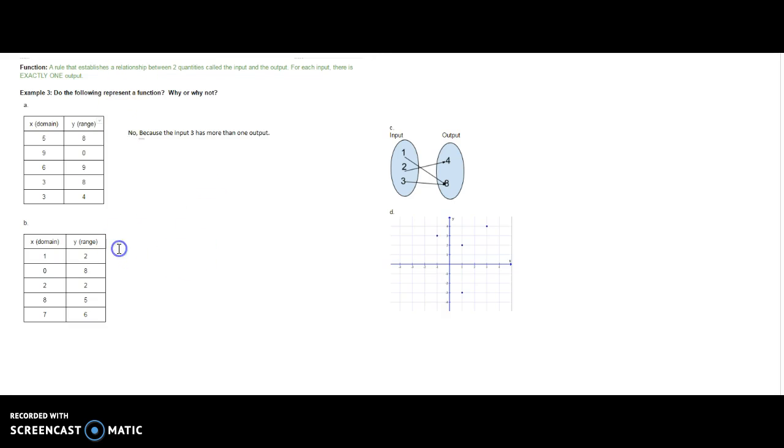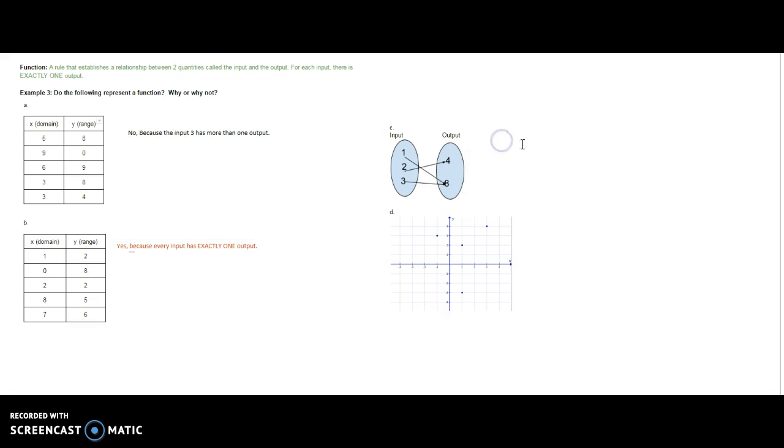If we take a look at letter B, each domain, each x value, each input, has exactly one output. None of these numbers go to more than one output. So we can say here that our answer is yes, because every input has exactly one output.